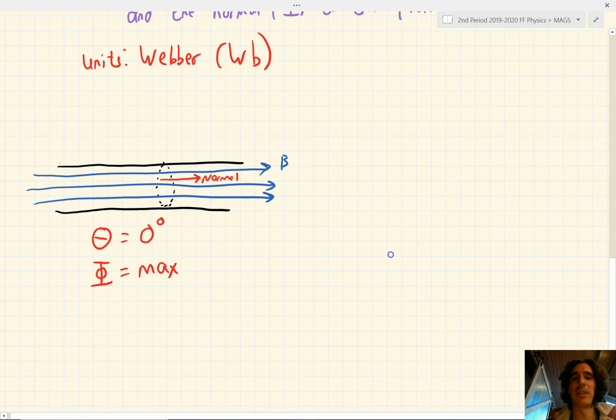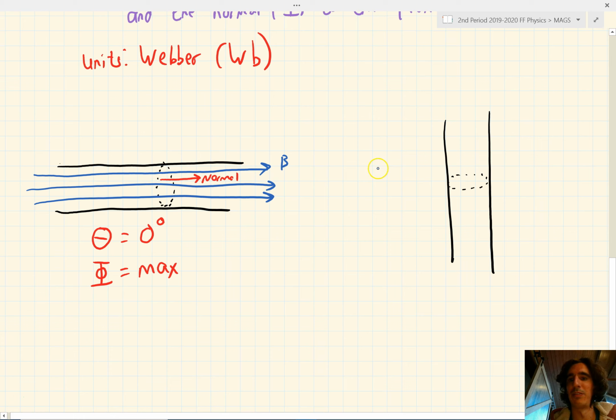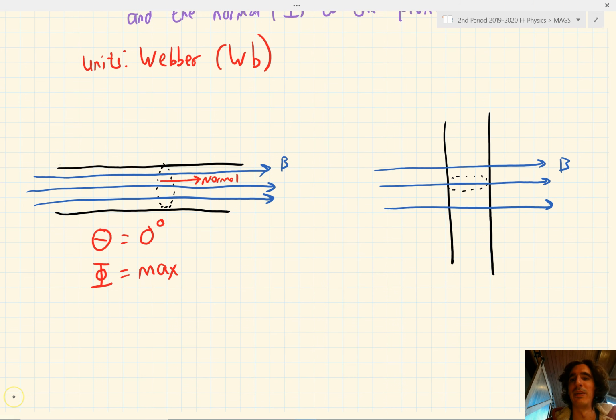Why don't we do the same thing, but now we'll rotate our wire 90 degrees. We'll look at a slice of that. And the magnetic field is still going to the right of the page. We want to look at the normal to the face of our slice of the wire. That's perpendicular.